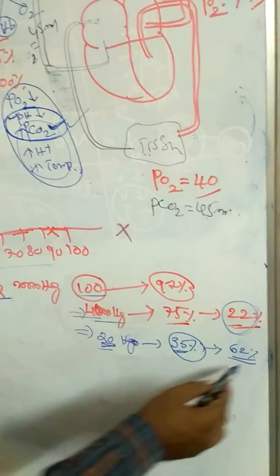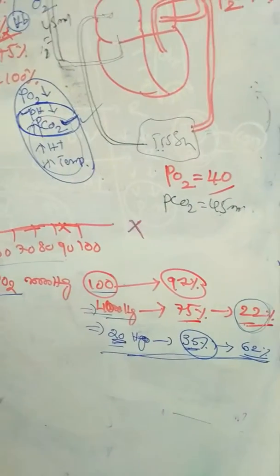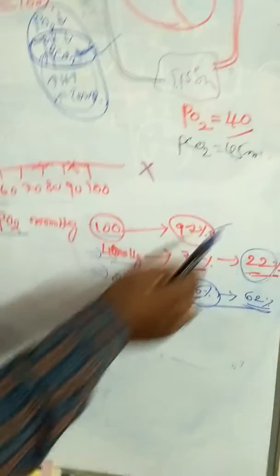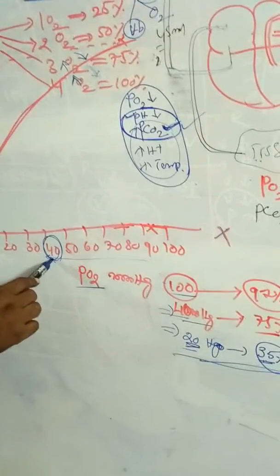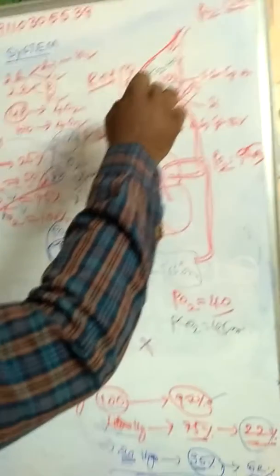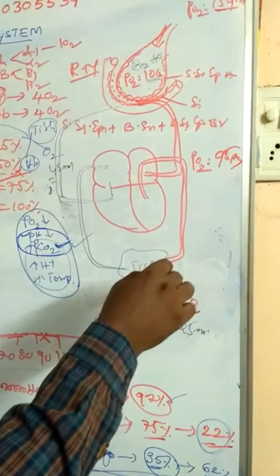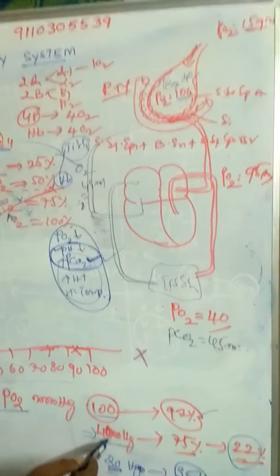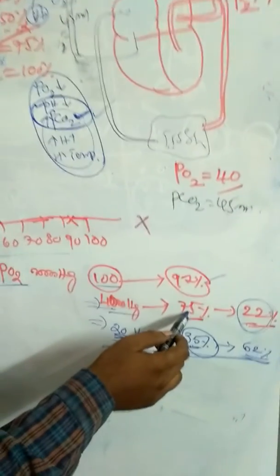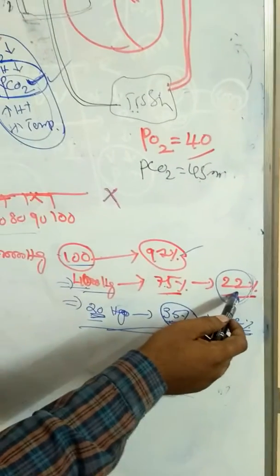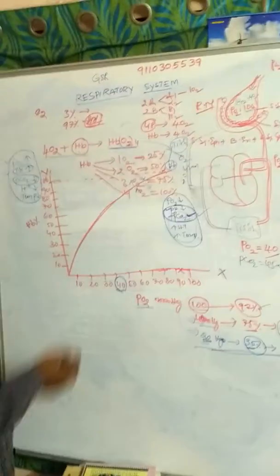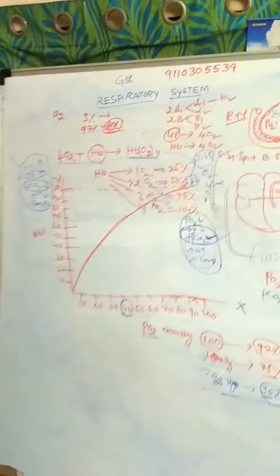Special cases. At 100 mmHg partial pressure, 97% saturation. As we move from lungs to tissues, the partial pressure of O2 gradually decreases. At 40 mmHg, saturation is 75%, dissociation is 22%. That is about the oxygen hemoglobin dissociation curve and also O2 transport.